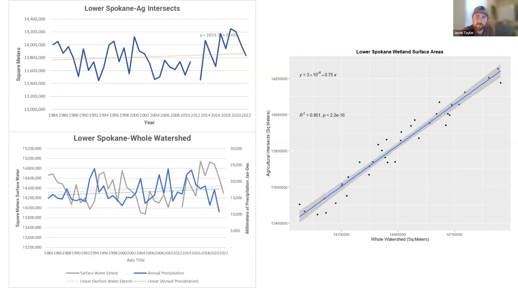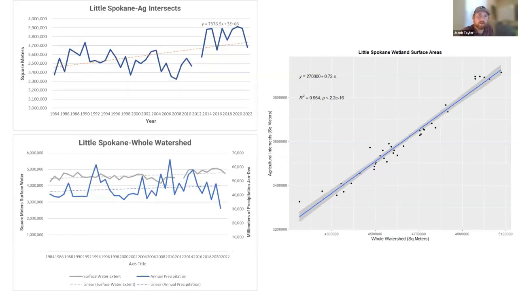Let's see, next slide. Here's Little Spokane with a 0.96 R-squared value. And it was worth noting that every watershed we looked at had an increasing or a positive trend over time. And one of the steepest slopes, or the most positive trends we saw, was on the Little Spokane watershed.